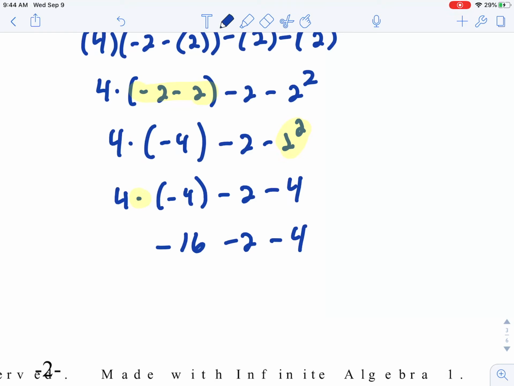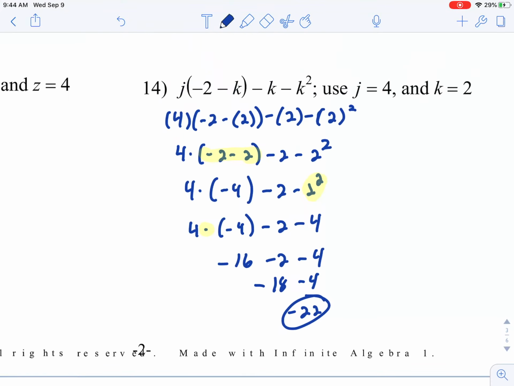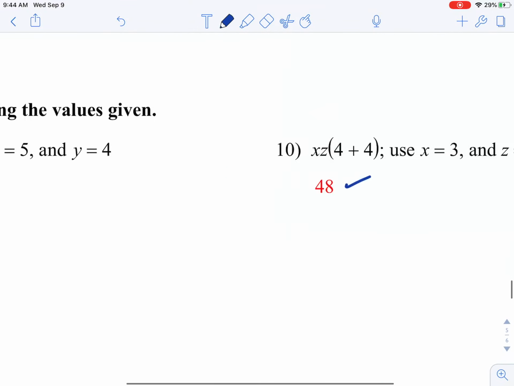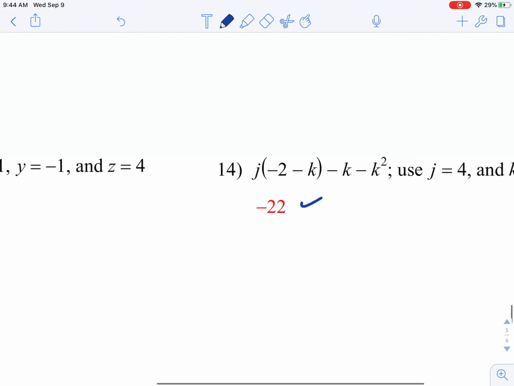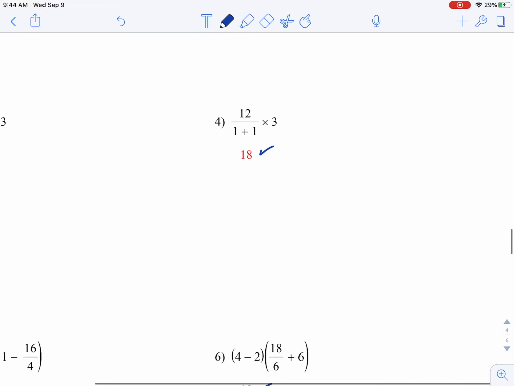Add or subtract from left to right. So I'm going to go left to right here. -16 minus 2 is -18. -18 minus 4 is -22. And I think that's what we said the answer should be, right there. Okay, so let's wrap this up.